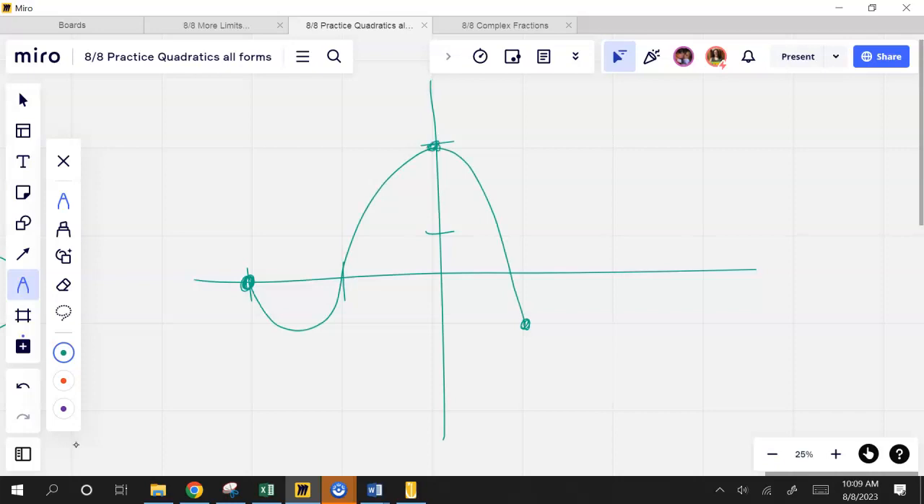Let's say I've got this really kind of crazy graph here. And I want to describe the domain and the range of this crazy little graph right here. And this one I've cut off so that you can really get the feel of how domain and range works.